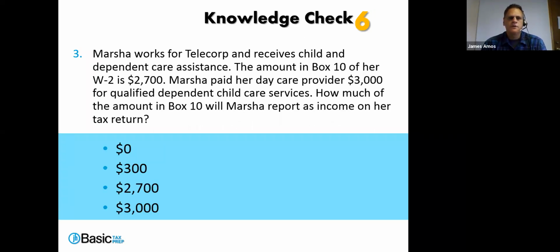Marcia works for Telecorp and receives child and dependent care assistance. The amount in box 10 of her W-2 is $2,700. Marcia actually paid the provider $3,000 for qualified dependent child care services. How much of the amount in box 10 will Marcia report as income on her return? 0.